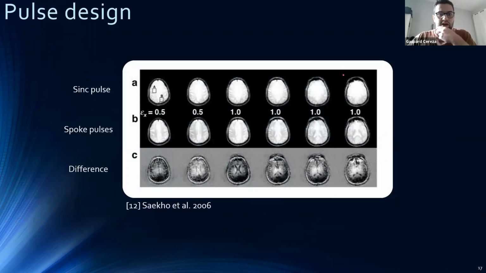All right, so here are some examples of the improvement that pulse design can yield. We can see here, with a basic sinc pulse, that we have a very important brightening in the middle of the brain. But with SPOKES pulses, we are able to see the differences between gray and white matter. And we can see that when we take the difference between these two images, the central part is where we have the most difference. So we managed to get rid of that central brightening. That's an interesting feature.